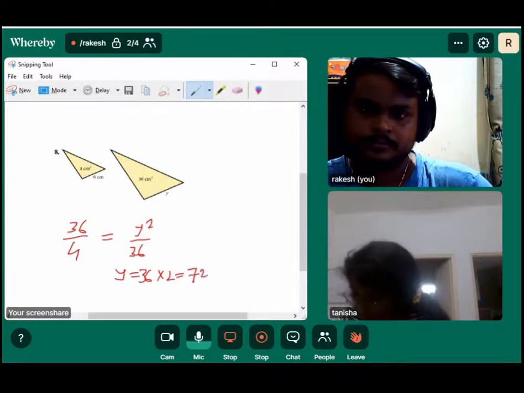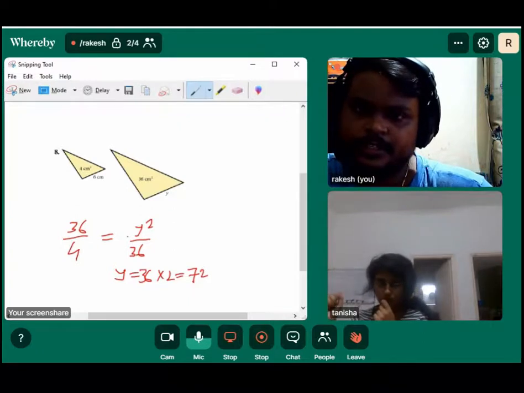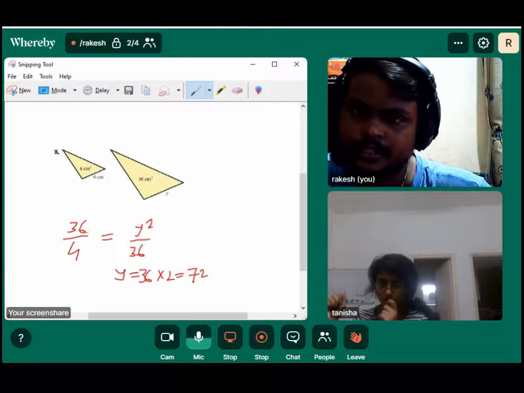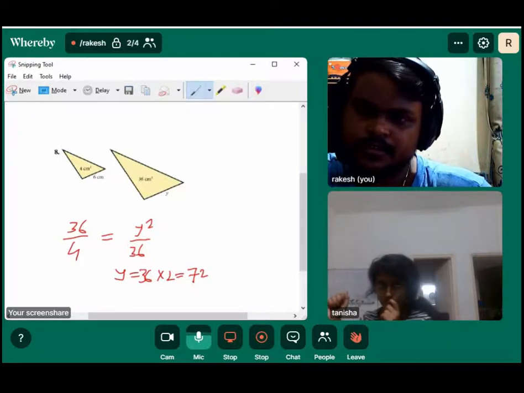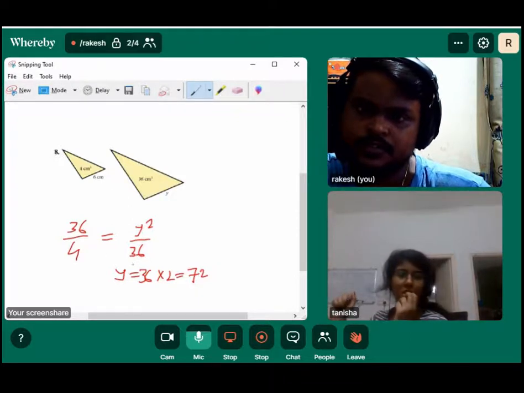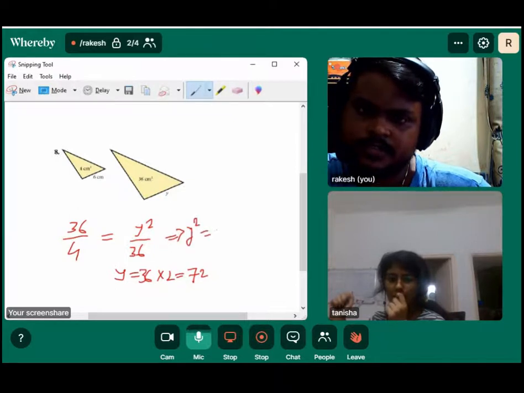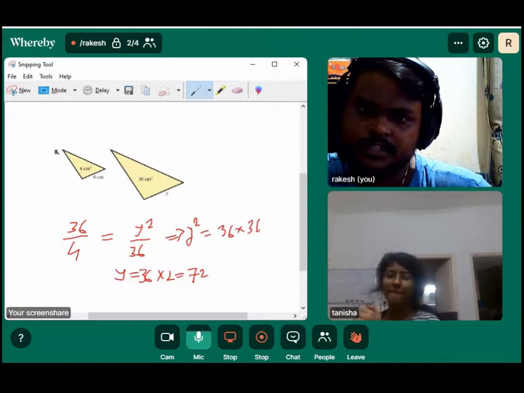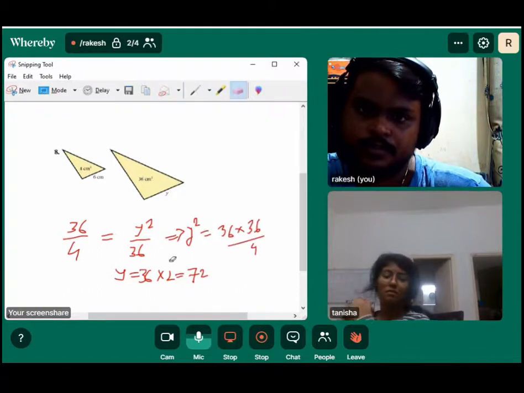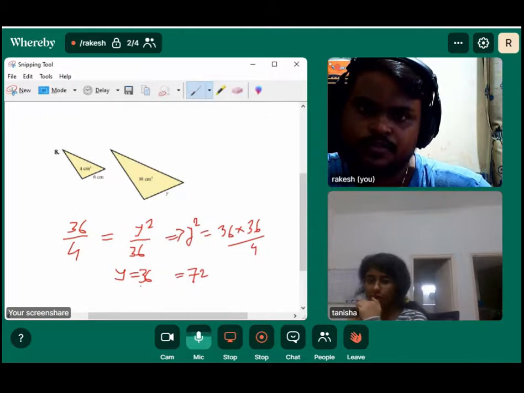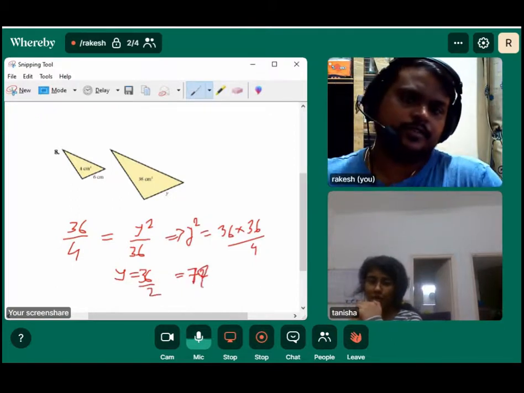I got 18. Yeah, 18. Just a second. I think this is 36 by 4 is equal to y square upon 6 square, which is 36. So y square is equal to 36 into 36 upon 4. Oh, sorry, upon 4, so basically upon 2. Yeah, 18. Right, okay, fine.